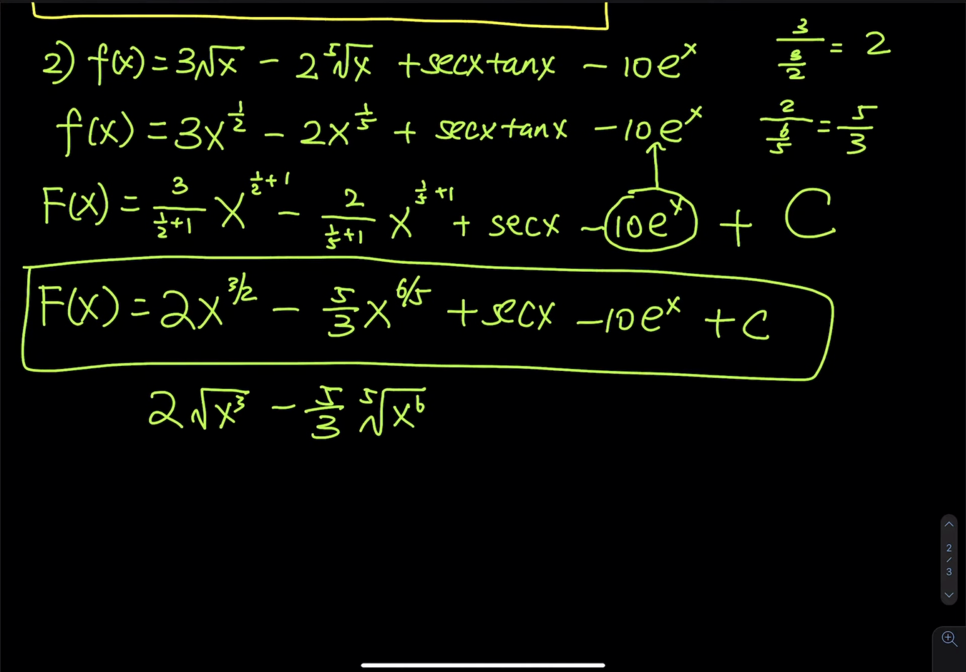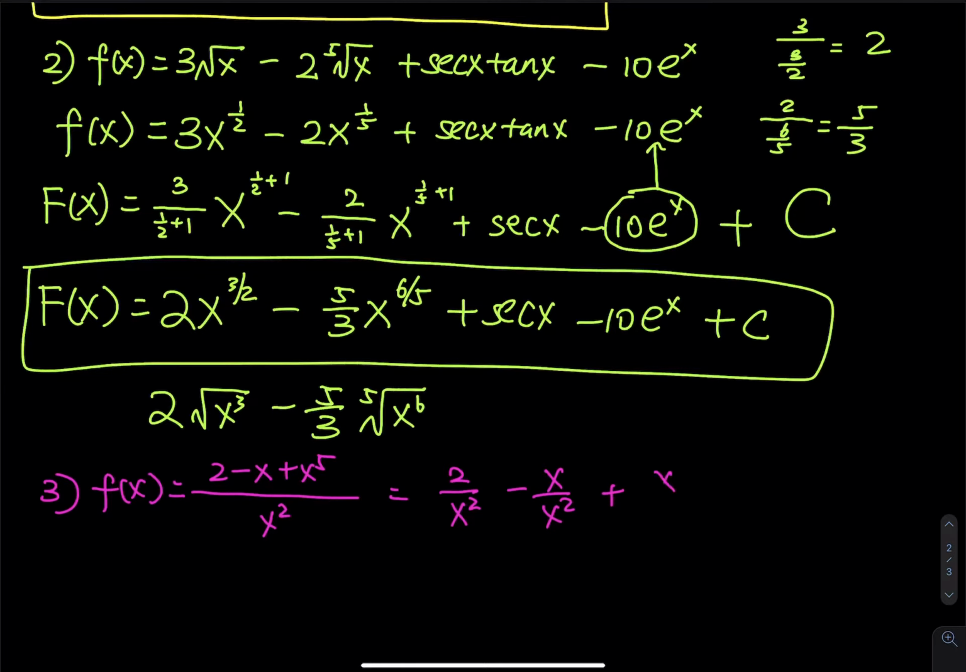So moving on to the next problem. The next problem, we switch to a different color. Number 3, we have f of x equals 2 minus x plus x to the 5th, divided by x squared. We are not doing derivative, so this is not a quotient rule. When you see a fraction like this, you have to break it down into three fractions. 2 divided by x squared minus x divided by x squared plus x to the 5th divided by x squared, and then you simplify that, of course.